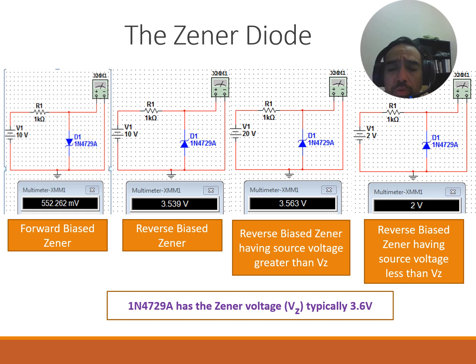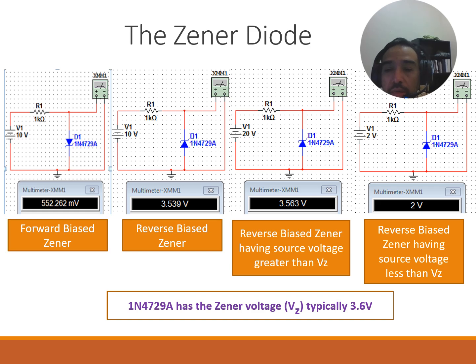The next one, the third one from the left, reverse bias Zener having source voltage greater than VZ. So is the first one. But the second one, they just increased it from 10 to 20. And we get about the same thing, 3.563 volts. So we're still getting something that's close to 3.6. It should kind of plateau when you do this. When you get past that Zener voltage, it'll try to maintain whatever that Zener voltage is, also making sure that it's reverse biased.